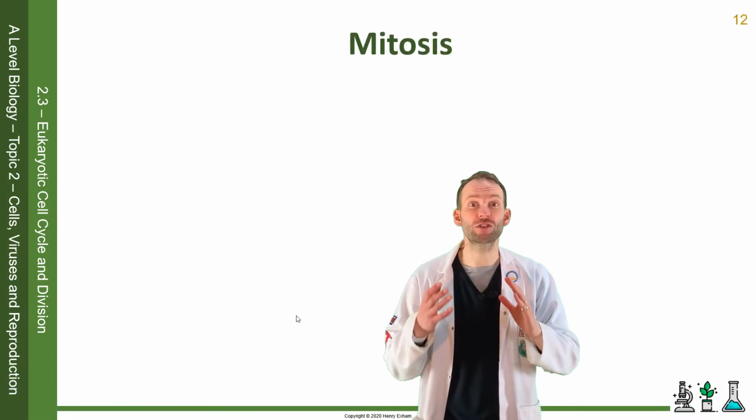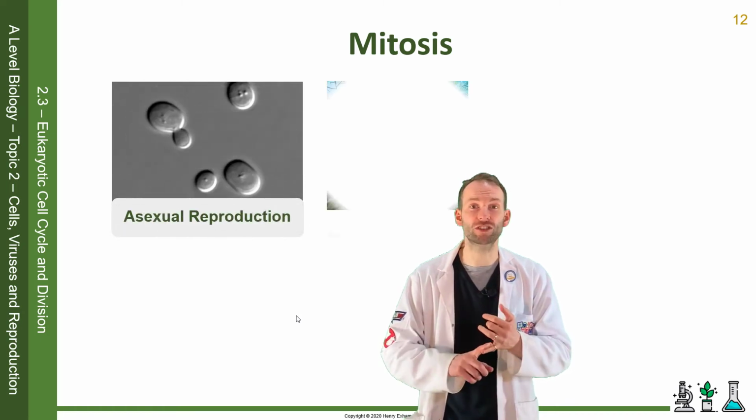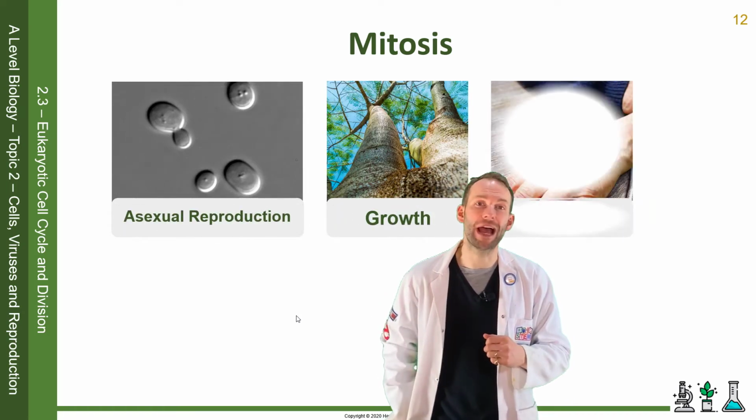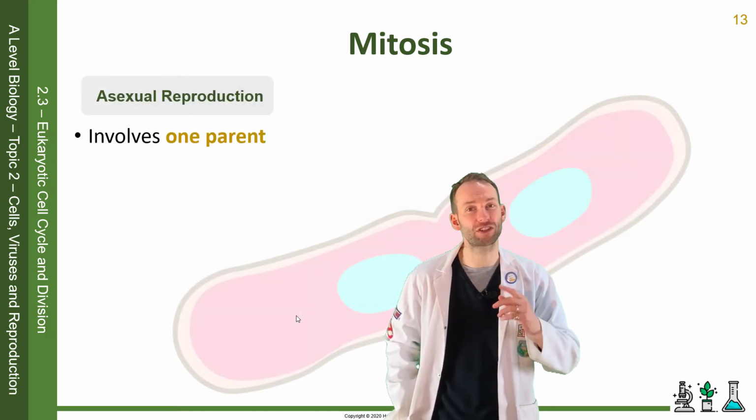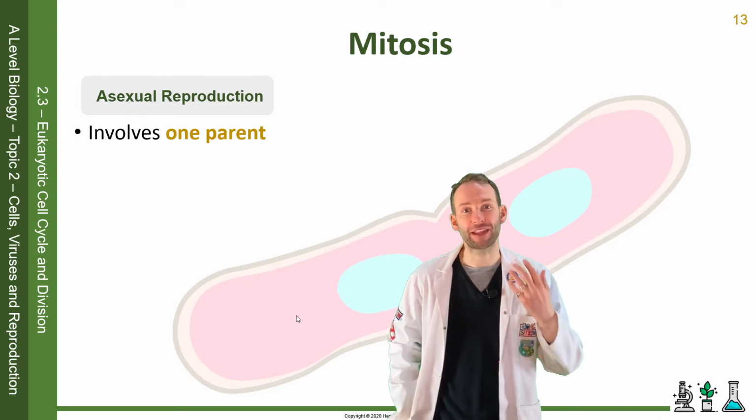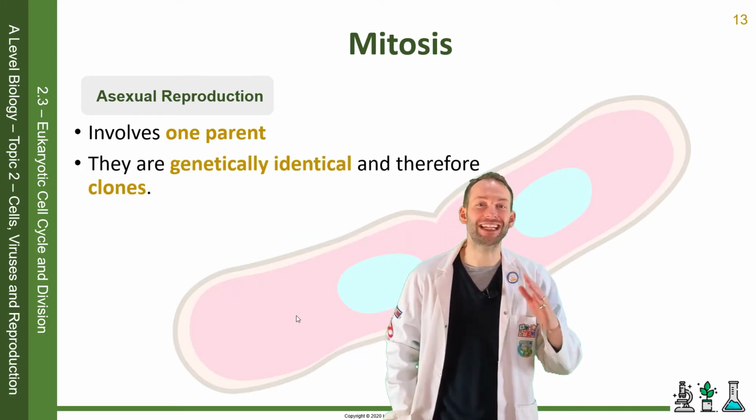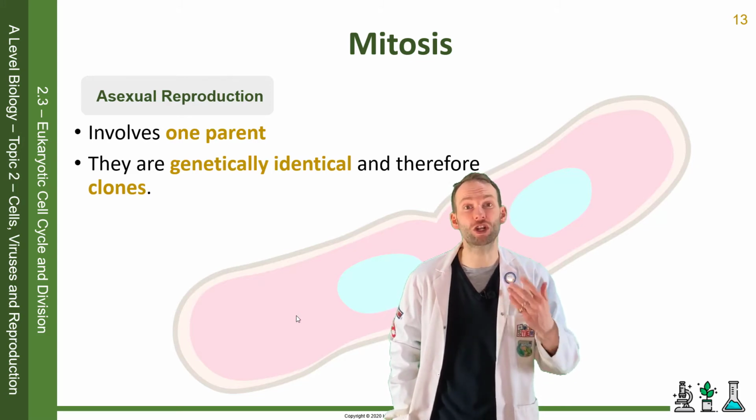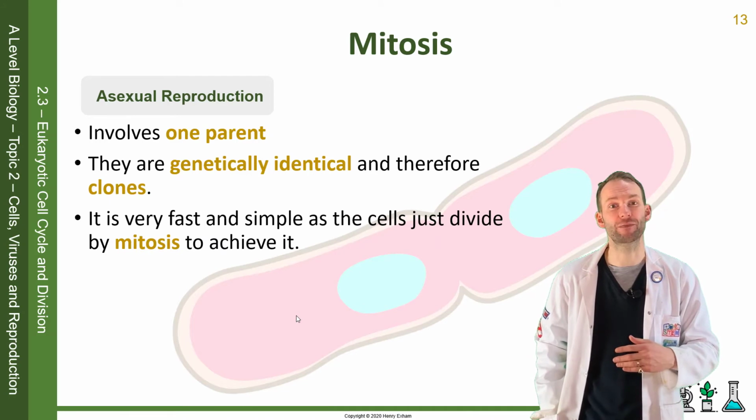So mitosis is the most common type of cell division, and it has various uses: asexual reproduction, growth, and repair. So let's think about asexual reproduction first. Now, asexual reproduction involves just one parent. There are no males and no females, and that one individual can reproduce itself exactly. Genetically identical copies. These are clones, okay? And they do this via mitosis.